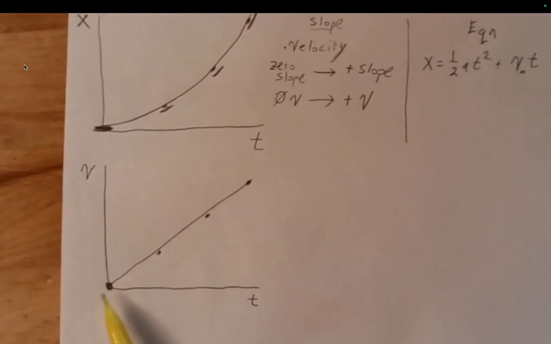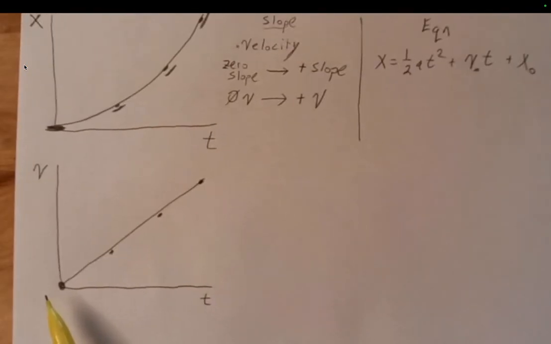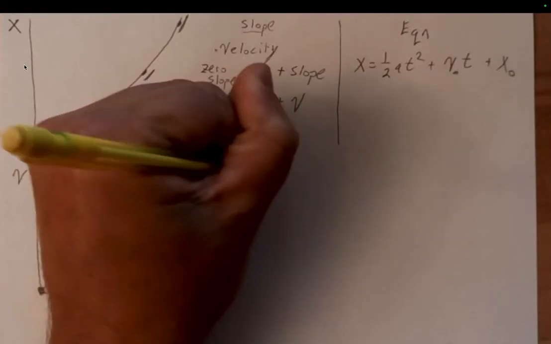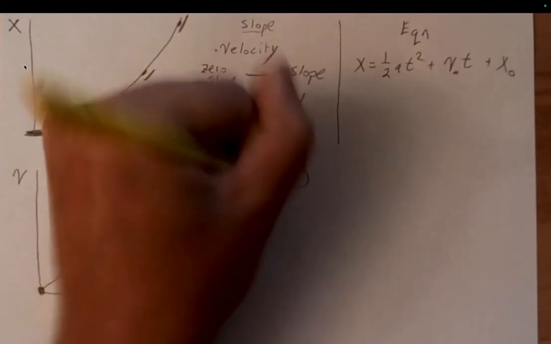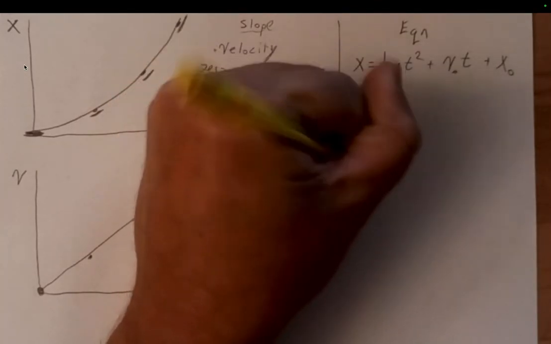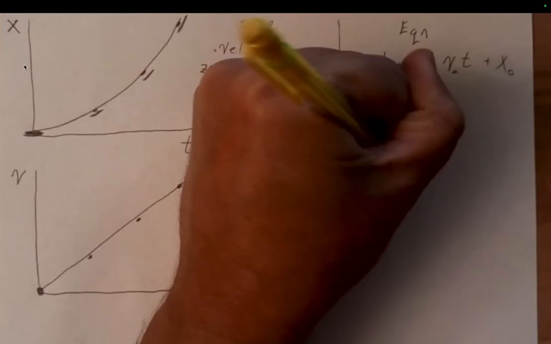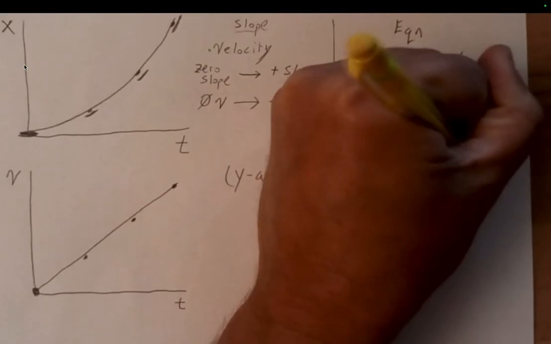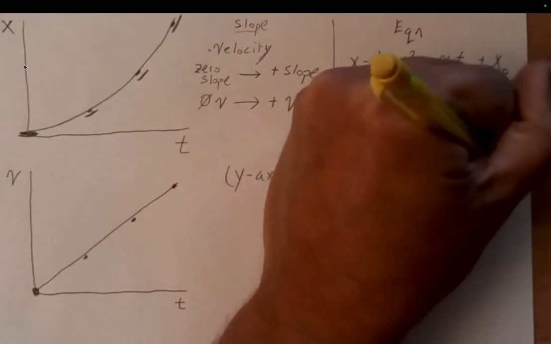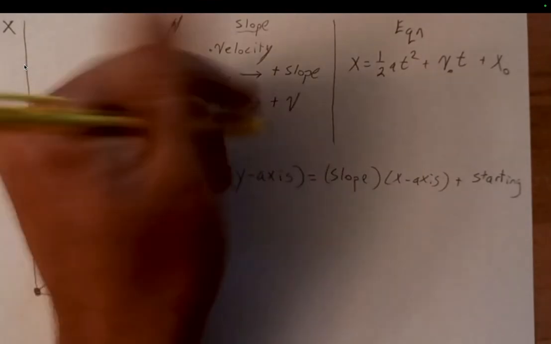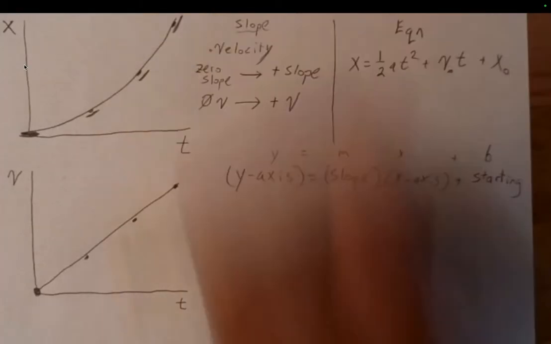Now we see this linear relationship. Since we have a linear relationship with this graph, we can use our y-axis equals slope times x-axis plus the starting. So this is just the way that I write y equals mx plus b.